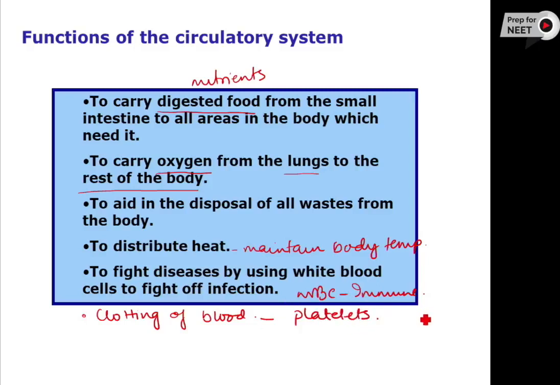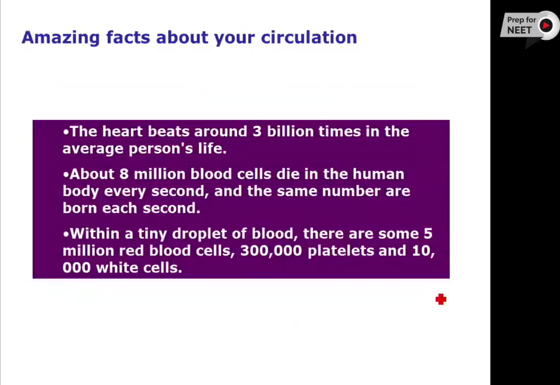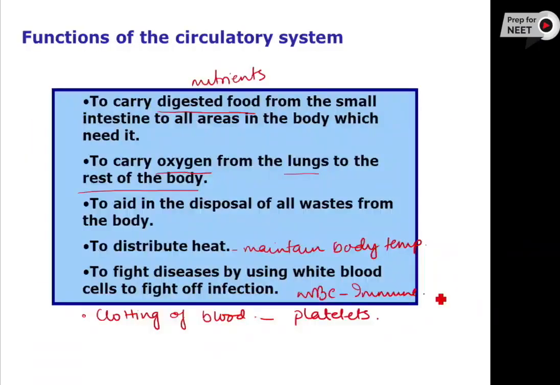Not only this, the circulatory system also helps in the transport of hormones throughout the body. As we know from the endocrine system, hormones are produced by the endocrine glands, which are ductless glands, and they secrete these chemicals, that is the hormones, directly into the bloodstream, from where they travel to the various target organs.